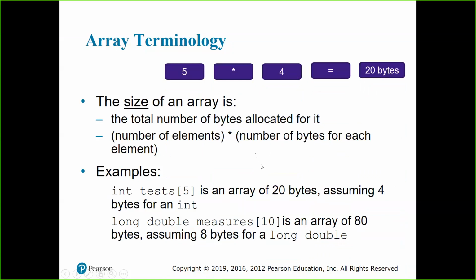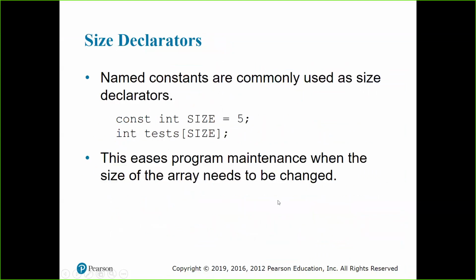This is how we calculate the total memory of an array. When declaring an array, we mostly use a named constant. We have studied how to declare a named constant, const int SIZE. Mostly for named constants we use capital letters, like SIZE equal to 5, and later int test[SIZE]. So you see, the constant value is used inside the square brackets to show the size of the array.